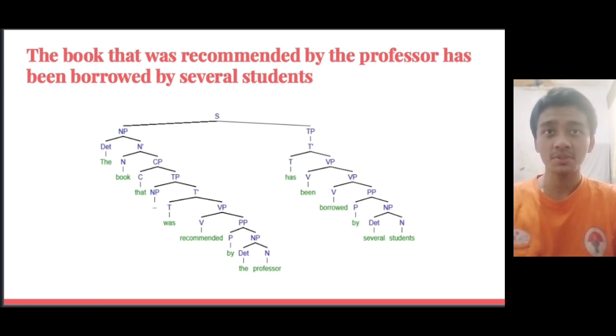Determiner, the, specifies the noun book. N-bar, an intermediate level in the noun phrase. Noun, book, the head noun of this noun phrase. Complementizer phrase, that was recommended by the professor. This is a relative clause modifying the noun book. Complementizer, that, introduces the relative clause.